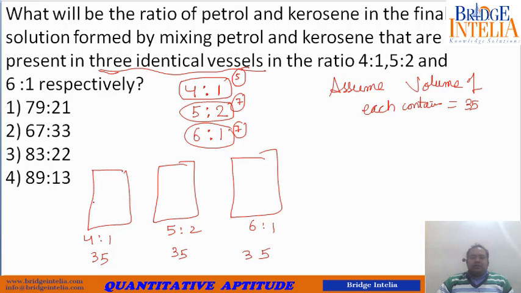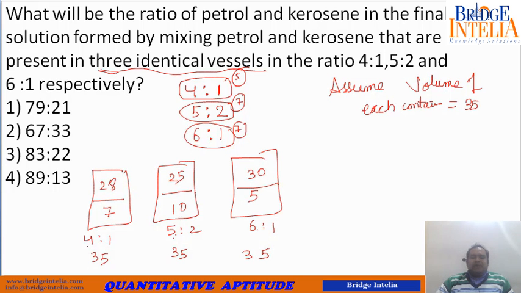So let us find the actual quantity of elements. 4:1, so 28 and 7. 5:2, so 5 plus 2 is 7, so 25 and 10. 6:1, so 7, so 30 and 5.